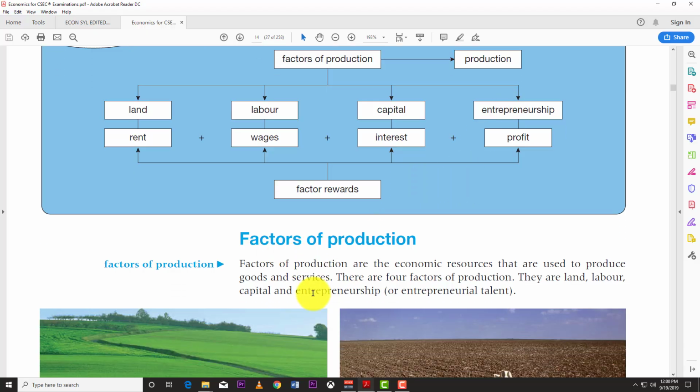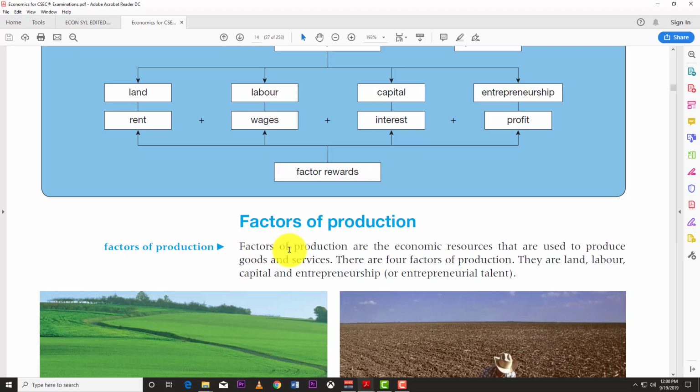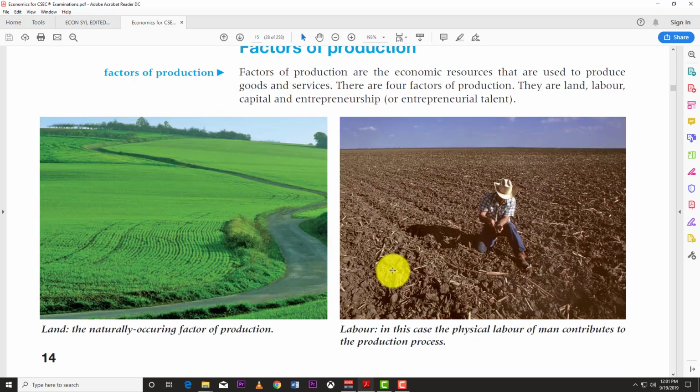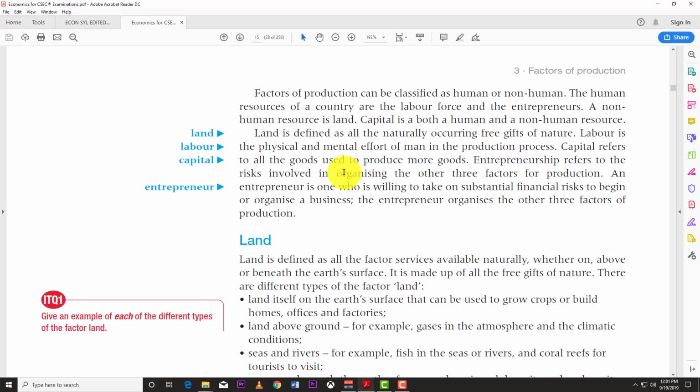And what are the factors of production? The factors of production are the economic resources that are used to produce goods and services. And like I said before, there are 4 factors of production. They are land, labor, capital, and entrepreneurship or entrepreneurial talent. So we're going to try and look at them individually now. So like we said, 4 factors of production: land, labor, capital, and entrepreneurship. So let's define the first one, land.